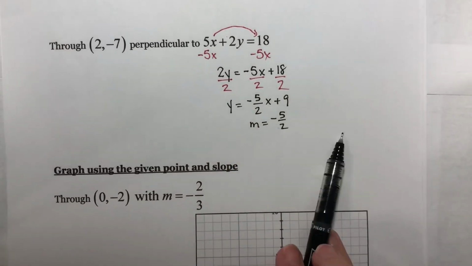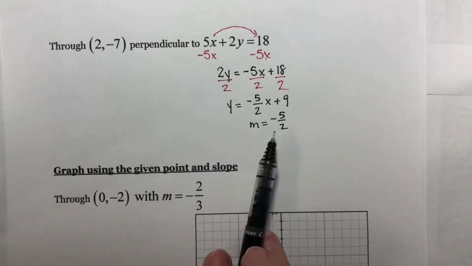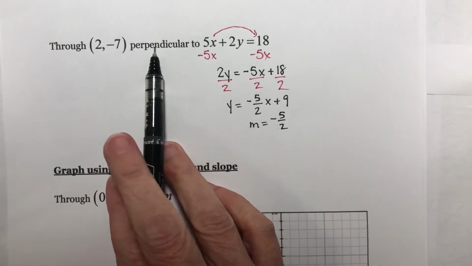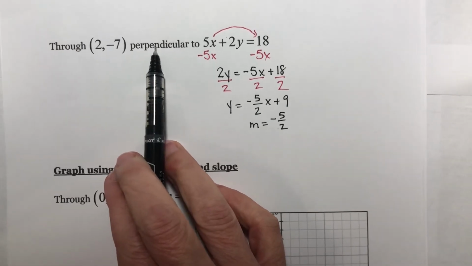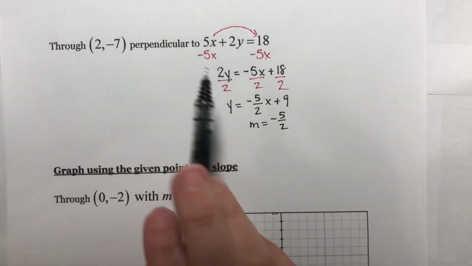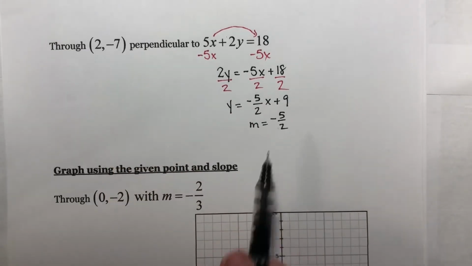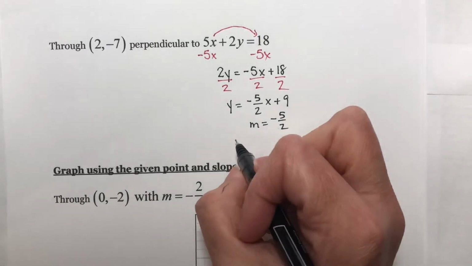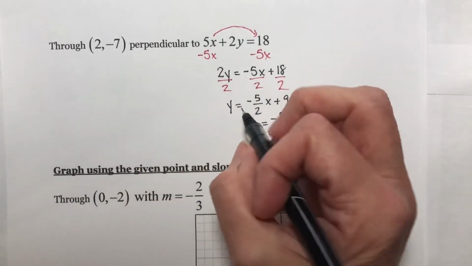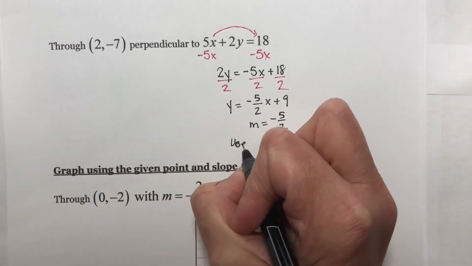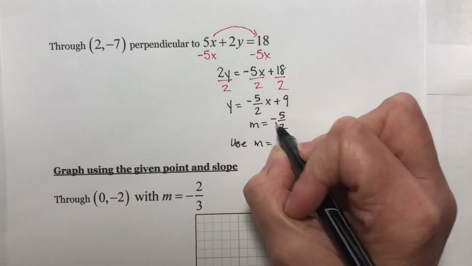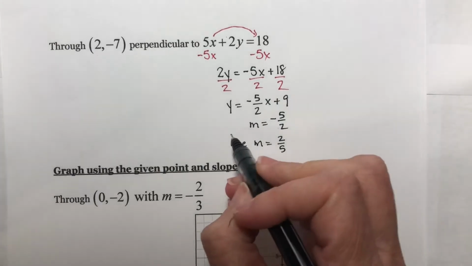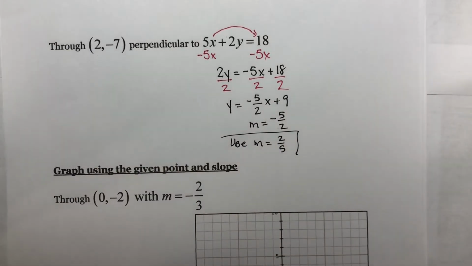Okay, the last problem we worked, we wanted them to be parallel, so we used the same slope. This time we want them to be perpendicular, and so we have to remember what we mean by perpendicular slopes. We know that if two lines are perpendicular, their slopes have opposite signs and are reciprocals. So since I want it to be perpendicular, I'm going to use a slope that's positive because that's negative, and I flip it over. So I'm going to use 2/5 because it is perpendicular.